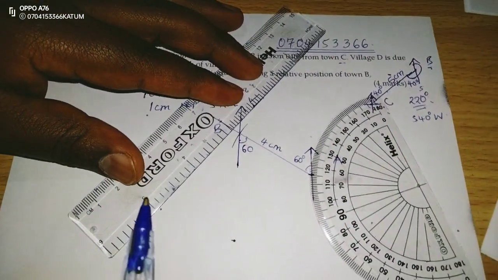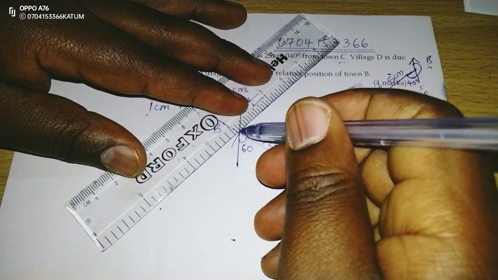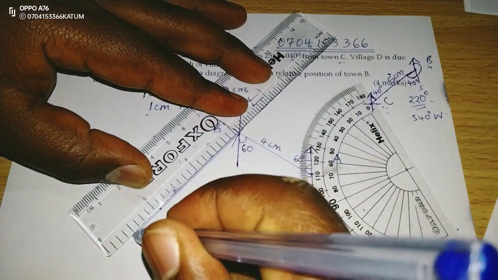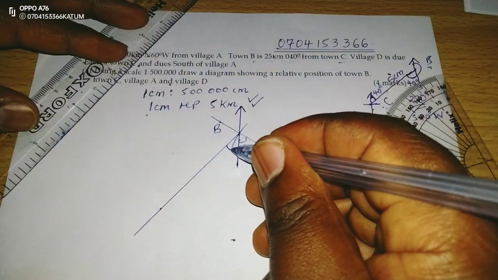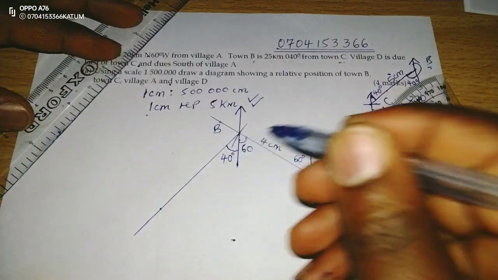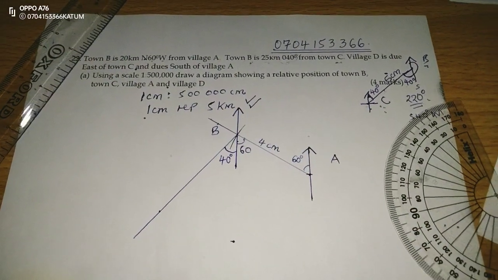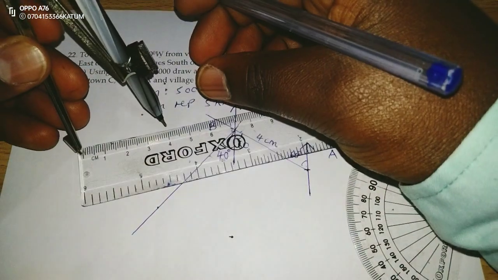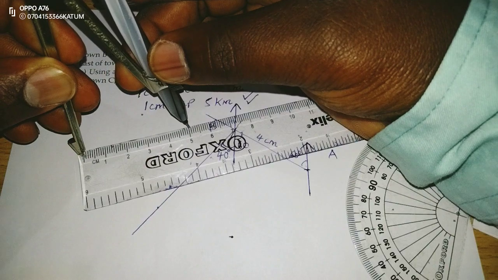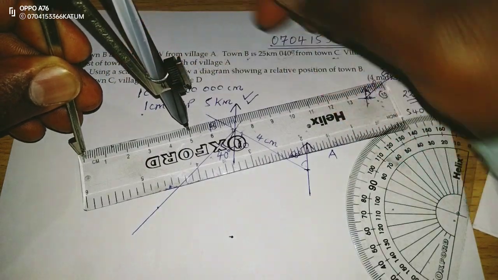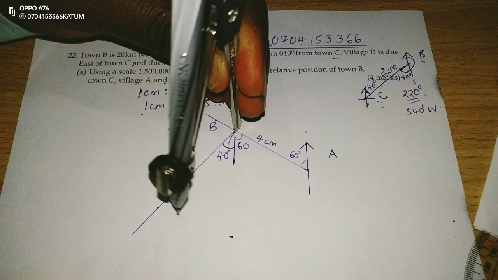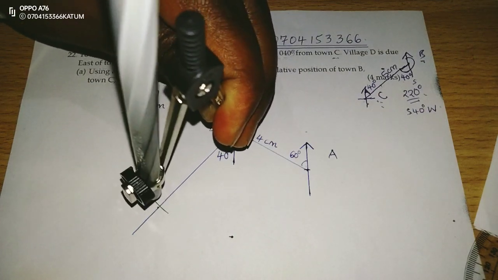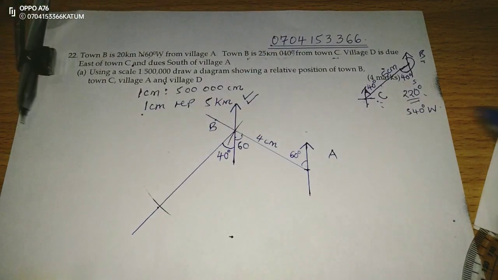Then I draw a very straight line from B, passing through that dot. These are 40 degrees. Instead of 25 kilometers, I need 5 centimeters. So I measure 5 centimeters, standing here, and with this radius I can make an arc. So that is 5 centimeters.